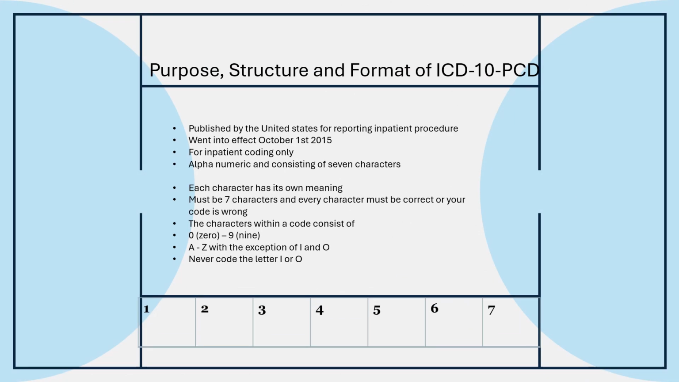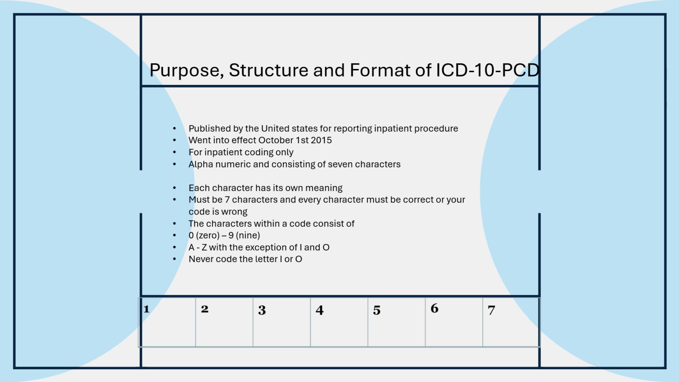Purpose, structure, and format of ICD-10 PCS. The ICD-10 PCS code system is a procedural classification published for use in the United States for reporting inpatient procedures. The structure of the PCS codebook is designed to be highly detailed and specific, providing a comprehensive framework for documenting medical procedures. The PCS code is alphanumeric and consists of 7 characters.